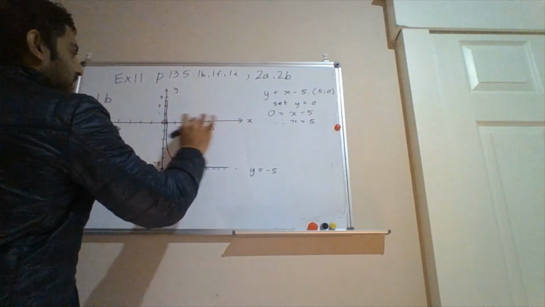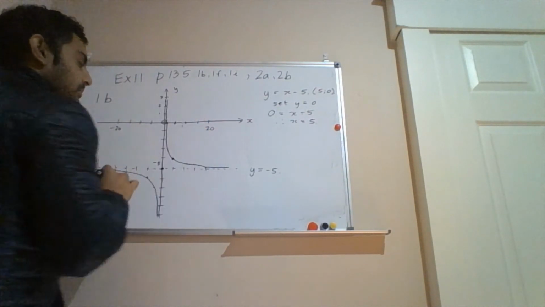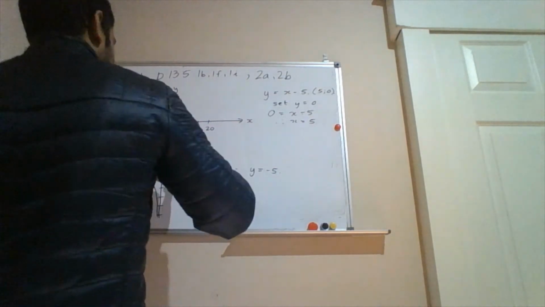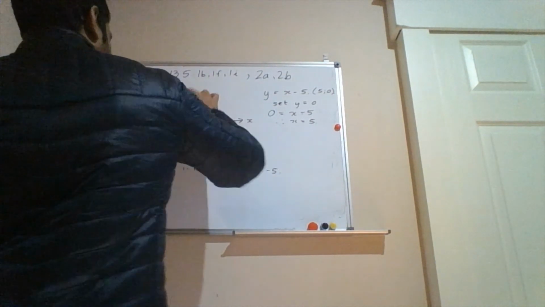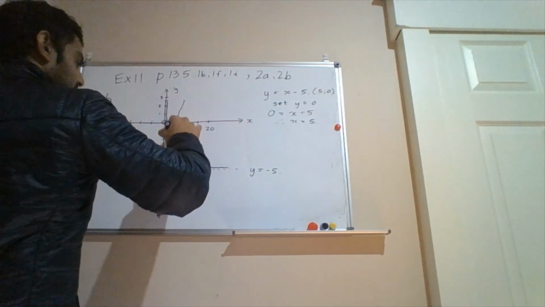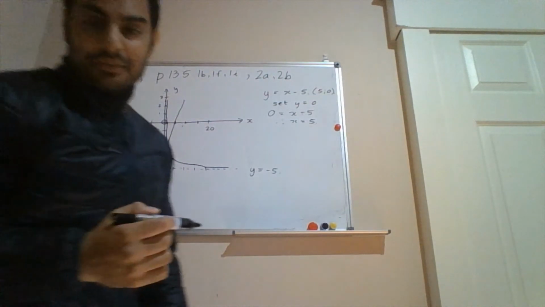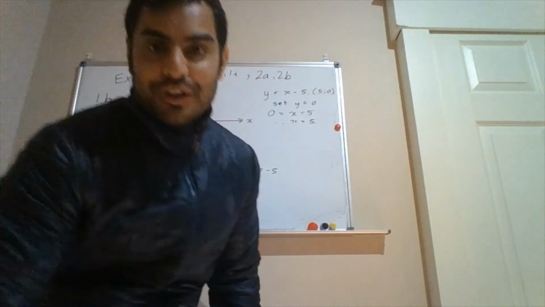So remember, our scale is going up in 5s. So 0, 5 will be there, and then we just have to join the 2 points like this, and we're done. So now let's move on with the other questions.